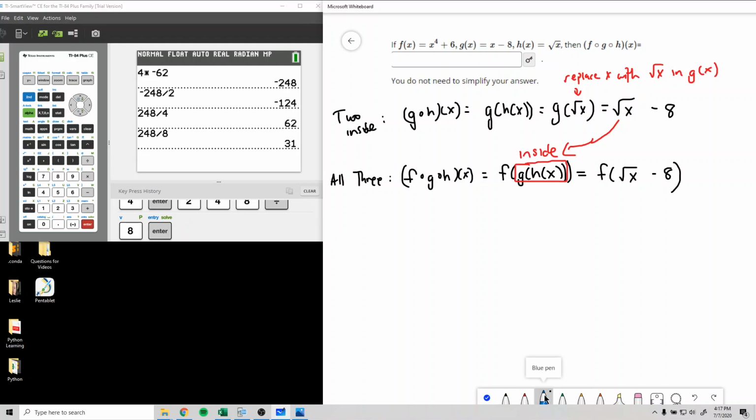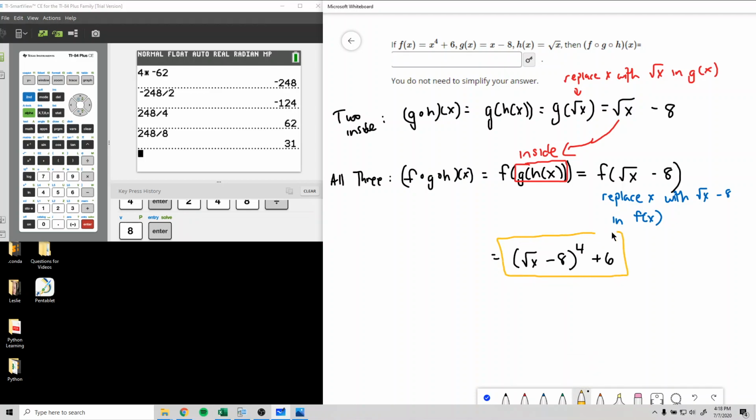And just break it down into what this means. We take our function f of x, we replace x with the square root of x minus 8 in f of x. F of x is x to the 4th plus 6. So instead of x to the 4th, we got square root of x minus 8 to the 4th, then plus 6. And this is not something you want to try to multiply out or do anything with. That's just our answer.